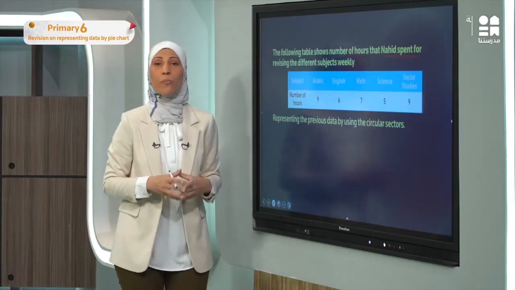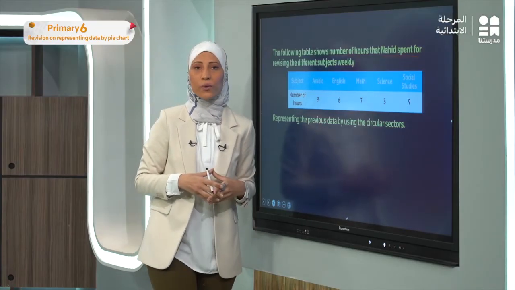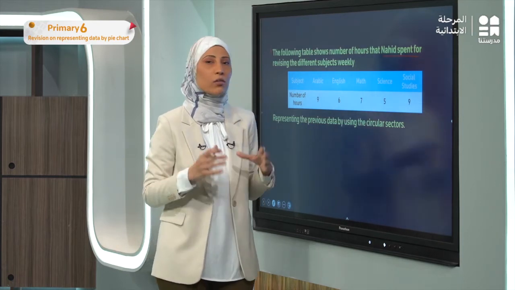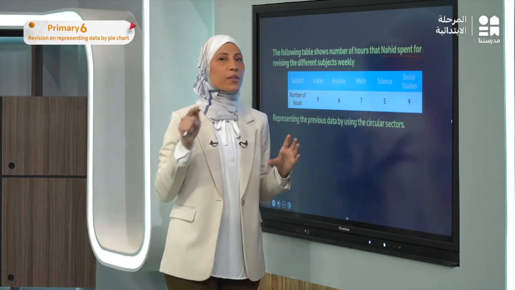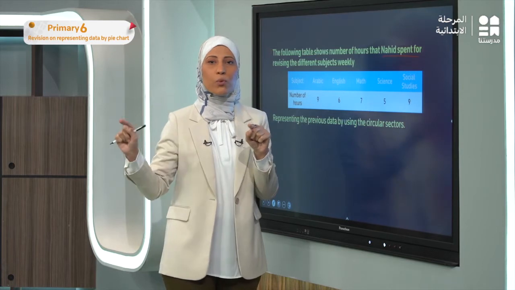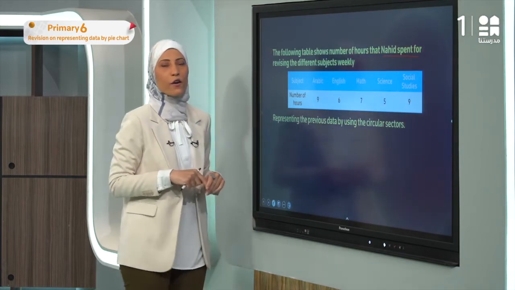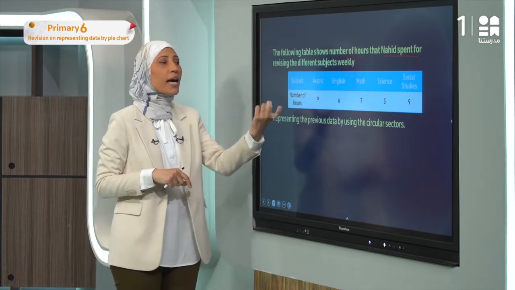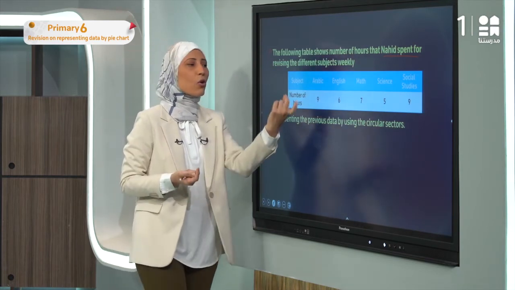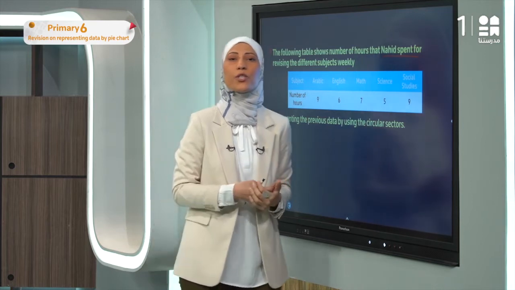Okay, let's remember how we used to do the drawing of the circular sector. The first thing, we used to draw a circle from the center point. I draw only one radius and start putting my protractor on it to find the first and the second angle. But here, do I have angles? Of course not. I have only numbers. So what am I supposed to do here?